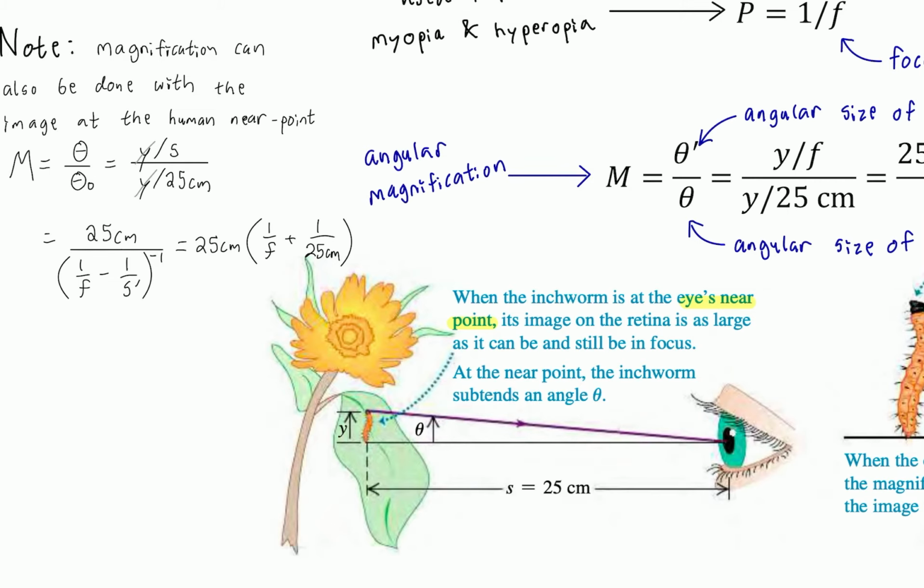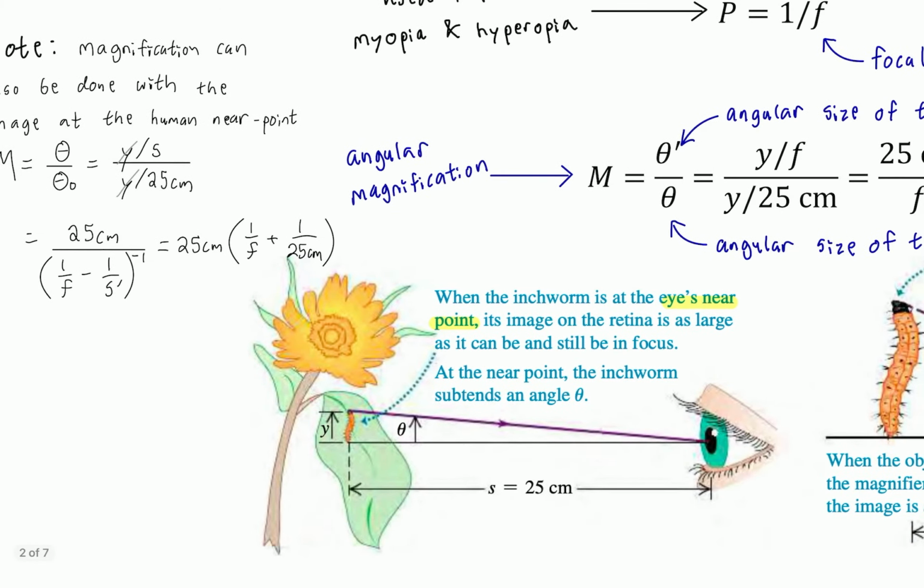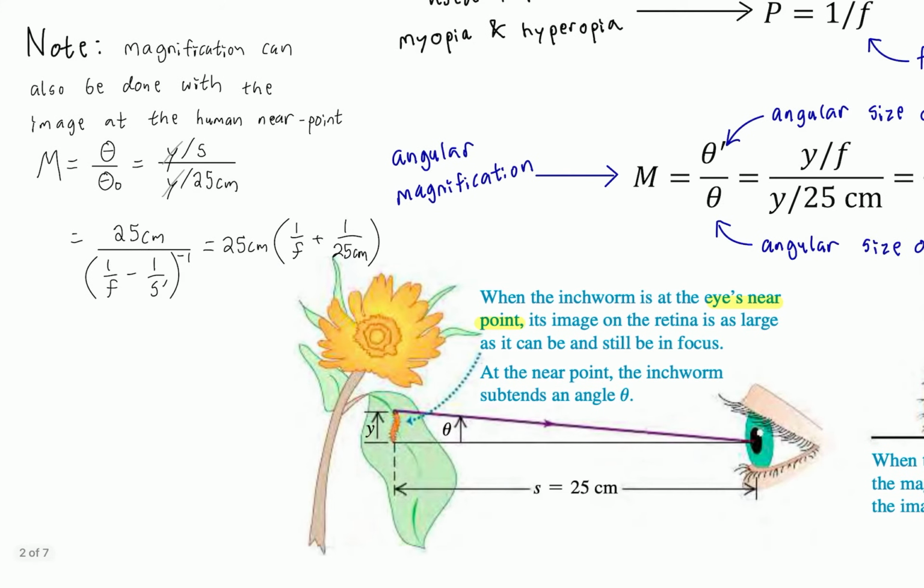But here, we've just replaced s with its expression from that formula, right? Okay, then we're going to clean this up one more time, because this is a parentheses raised to the negative 1 power that itself is in the denominator, which means we can bring it up to the numerator. And now we see that angular magnification is equal to the human near point times the sum of 1 over the focal length plus 1 over the near point.